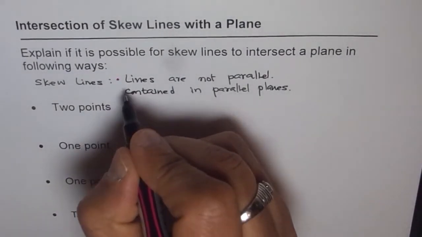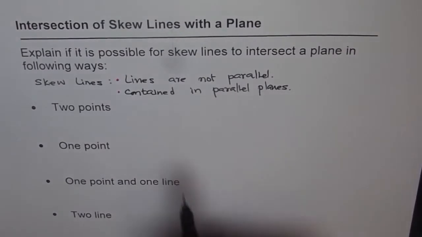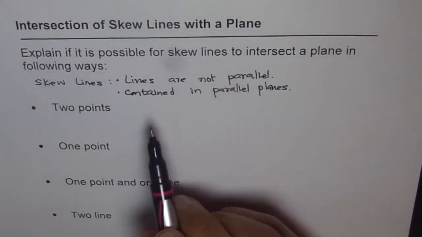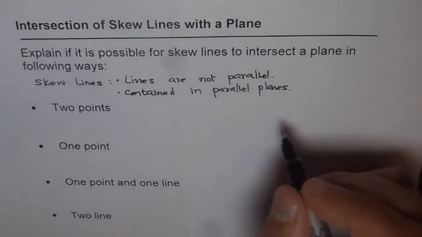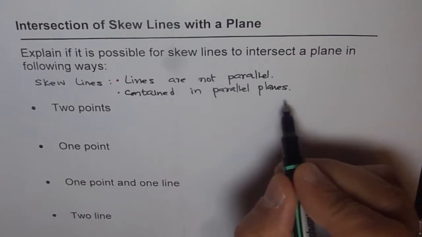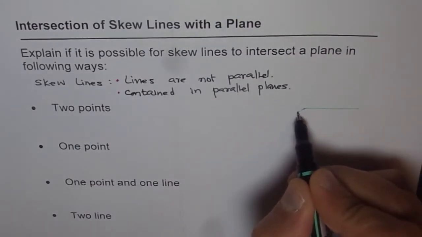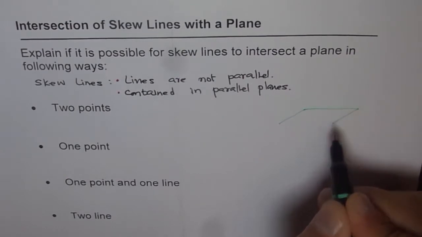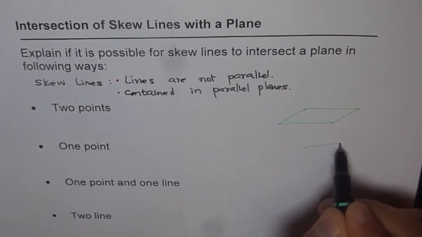Whenever we say skew lines, we are talking about two lines at the same time. And these lines are not parallel. Second, they are contained in parallel planes. Now, what do I understand by contained in parallel planes? So let me explain that part, right? Let us say we have a plane here. I'll first draw two parallel planes, right? So we have a plane here, and then we have a plane here.